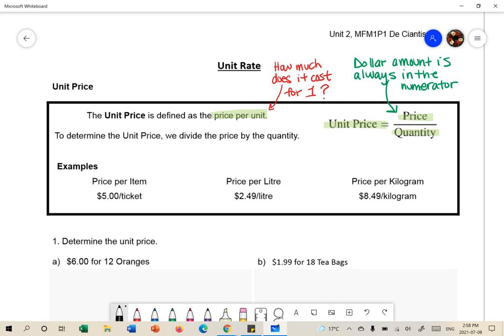There's some examples here. $5 per ticket. This slash here means per. So it's $5 per one ticket. This is a unit price. The price per unit, per one ticket, is $5.